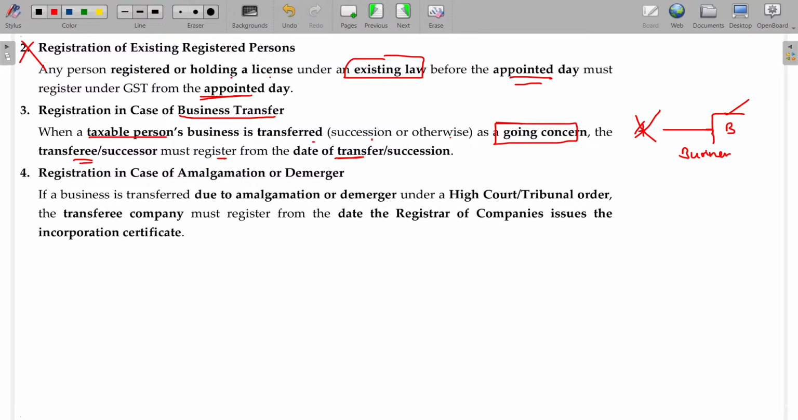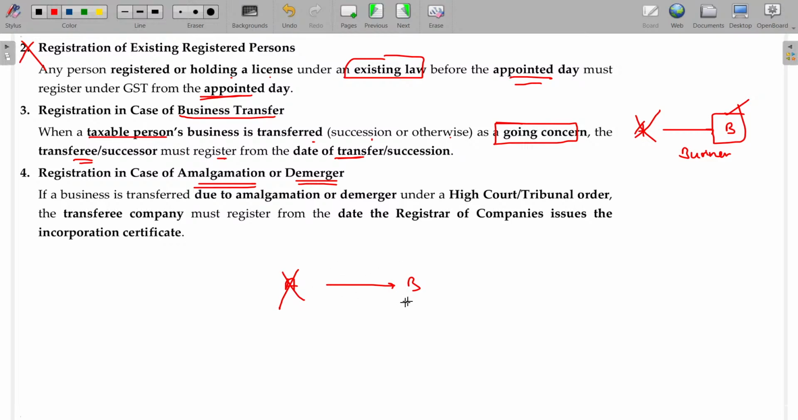So B has to apply for registration. Of course, A can go for the cancellation and all. And in case of amalgamation and demerger, company A is registered, joined with the company B. So company A is closed and company B is now formed or merged.